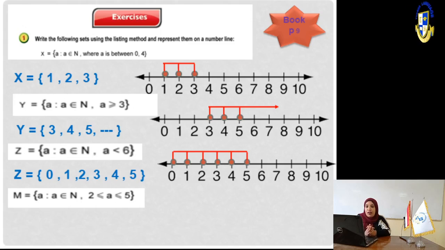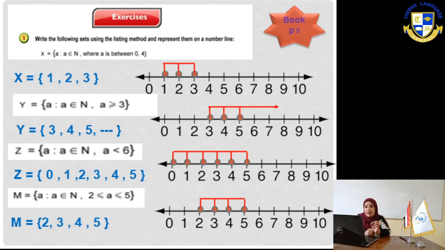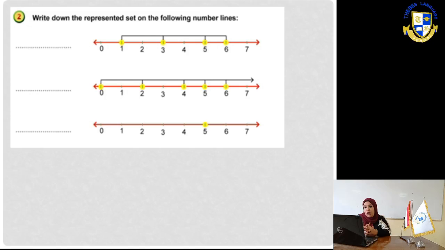M is a set of A, where A belongs to N, and A is greater than or equal to 2, and A is smaller than or equal to 5. You will write all the numbers between 2 and 5, including 2 and 5. So it will be the set of 2, 3, 4, and 5. Here you have the equal sign on both sides, so you include 2 and 5. Represent each number by a dot on the number line to represent this set.